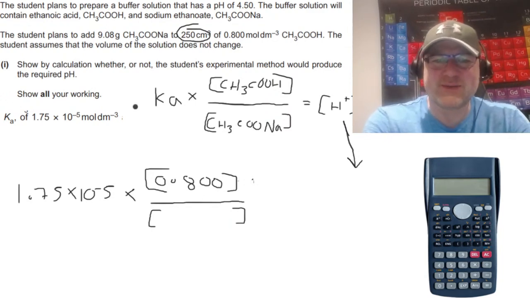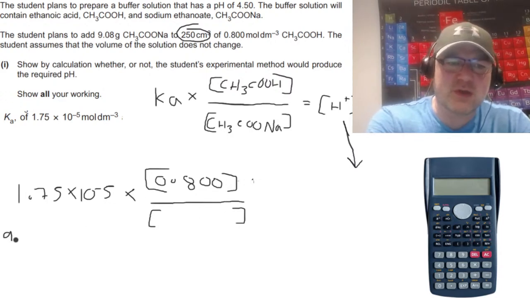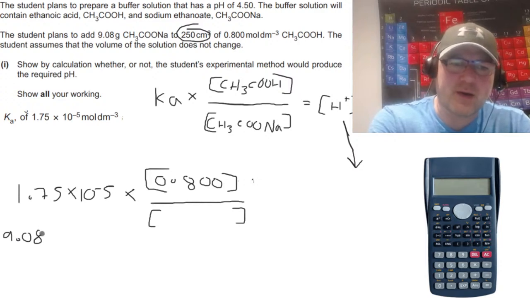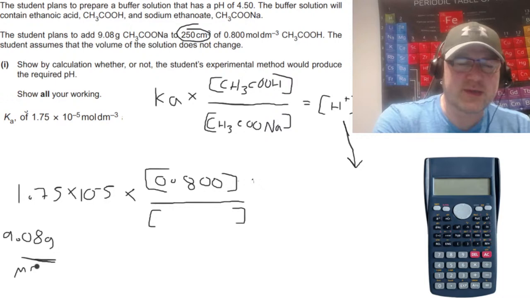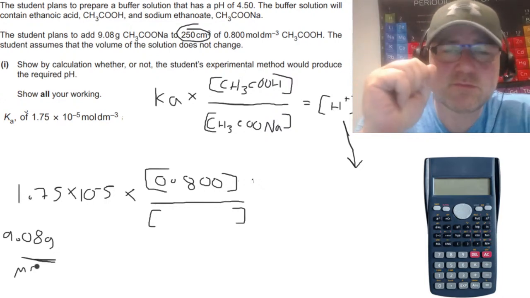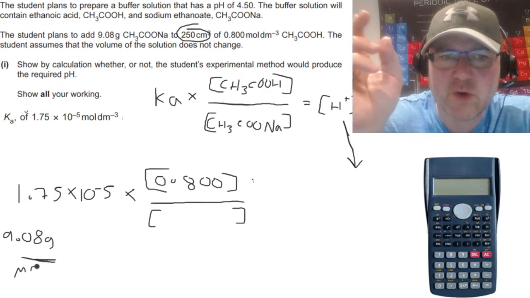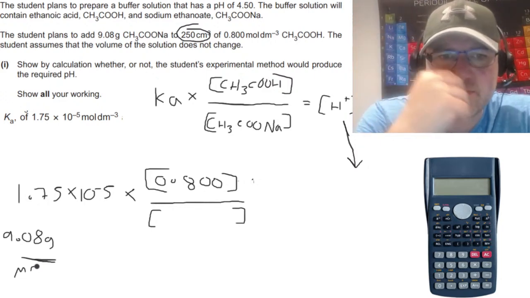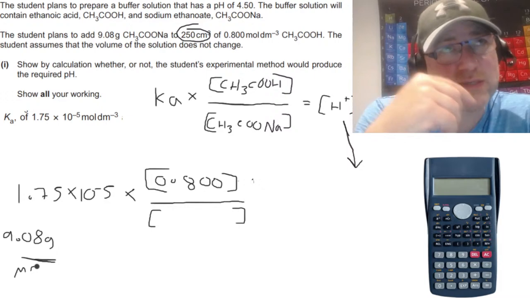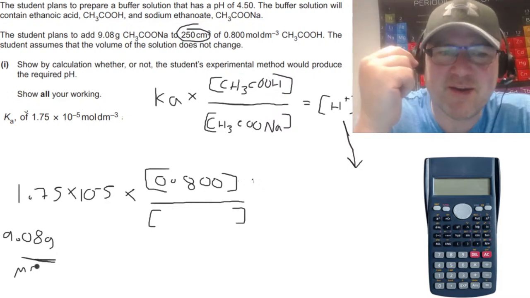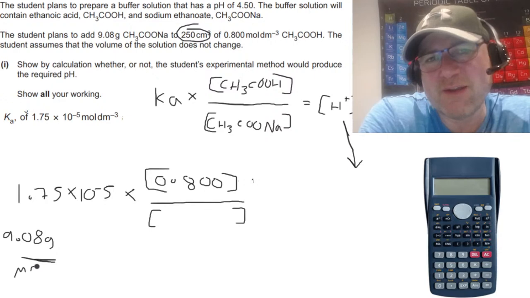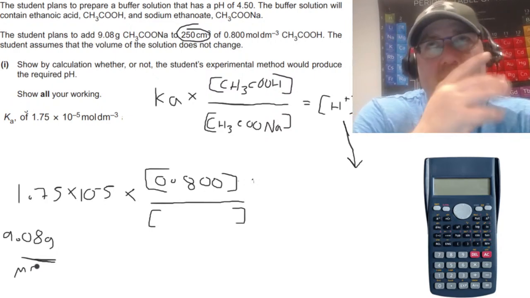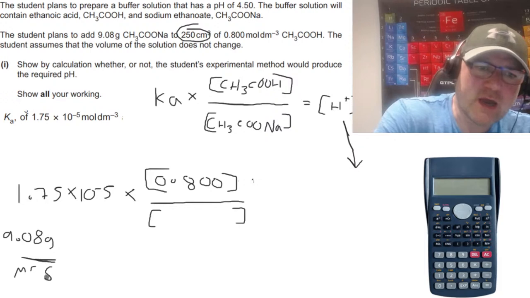So what do we need to do? The moment they give you the mass, you know that you need to do mass over Mr. So we want to do 9.08 over the Mr of sodium ethanoate. So what's that? We've got two carbons, 12 and 12, that's 24. Three hydrogens, that's 27. Two oxygens, that's 32, so 27 and 32, 59, I think. And then 23 for the sodium, so 23 and 59, 82. Hopefully I'm right.